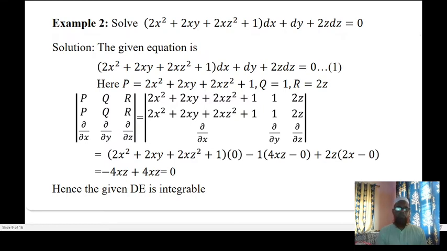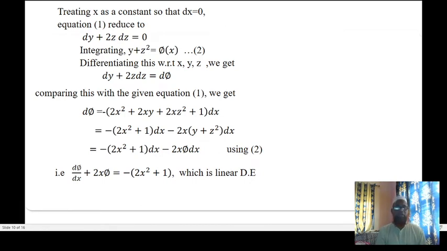Here P equal to 2x square plus 2xy plus 2xz square plus 1, Q equal to 1, R equal to 2z. So the determinant PQR, dou by dou x, dou by dou y, dou by dou z. Substituting the values of PQR and evaluating: (2x square plus 2xy plus 2xz square plus 1) into 0, minus 1 into (4xz minus 0), plus 2z into (2x minus 0). So minus 4xz plus 4xz, both cancel, equal to 0. Hence the given differential equation is integrable.